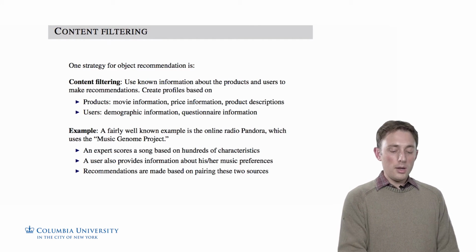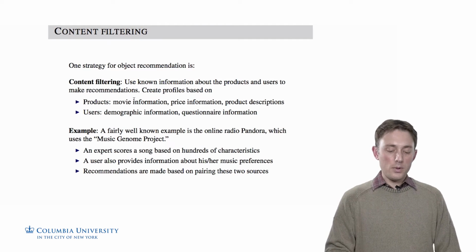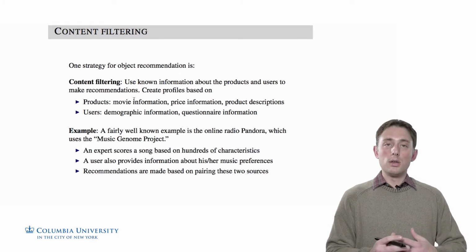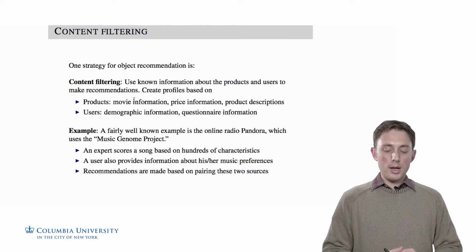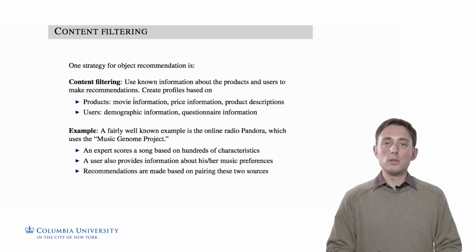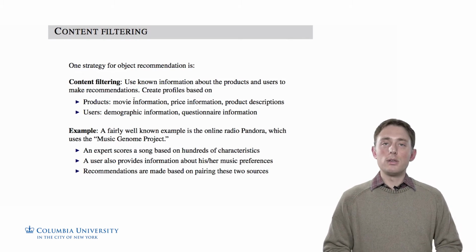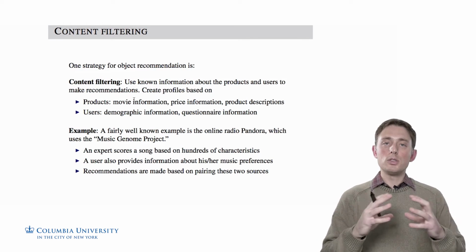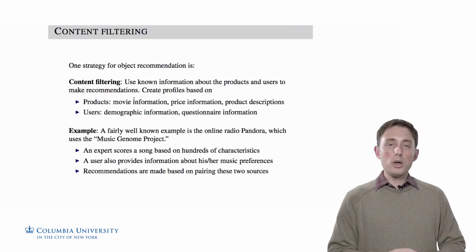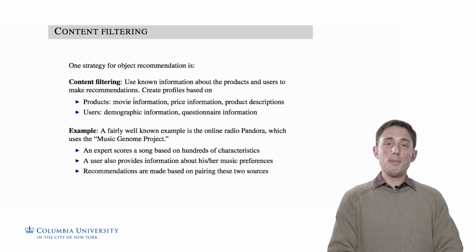So for example, with products we have information about the movies, we have information about the price of the product, we have descriptions that are maybe provided by the producer of the product, and so we extract information about the movie. We know it's an action movie, we know what year it was made, etc. We get a profile of descriptions about this movie. We also then do the same for each user. So we have demographic information. They maybe fill out a questionnaire.